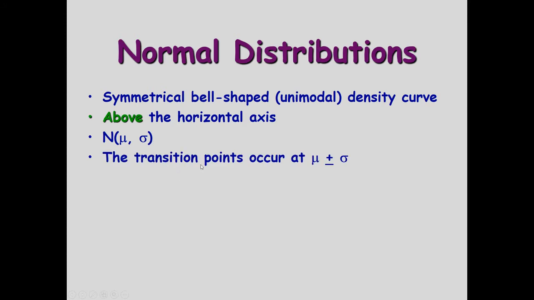The transition points, the stuff where your curve goes from down like a frown to up like a cup, is going to be from mu plus or minus sigma, and I'll show you what I mean by that in a second. This can be called points of inflection if you've taken calculus.